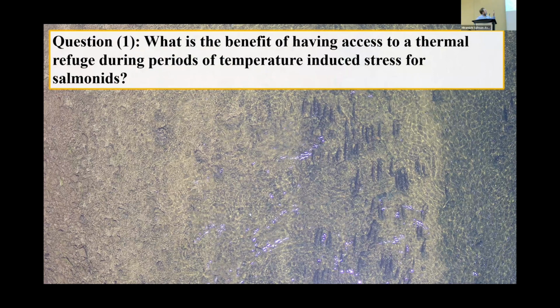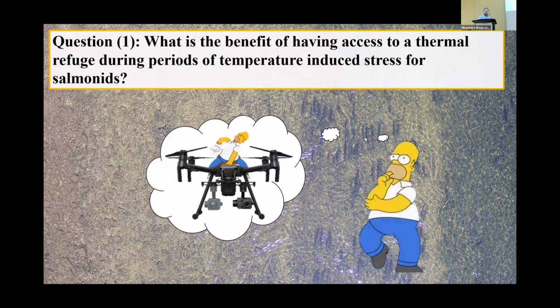The first question is, what is the benefit of having access to a thermal refuge during periods of temperature-induced stress for salmonids? I'm lazy, so I don't want to work very hard. To do that, we can use remote sensing. We have this thermal camera. It's not looking at temperature, it's looking at emissivity, but we can get temperature from that at a very fine scale.